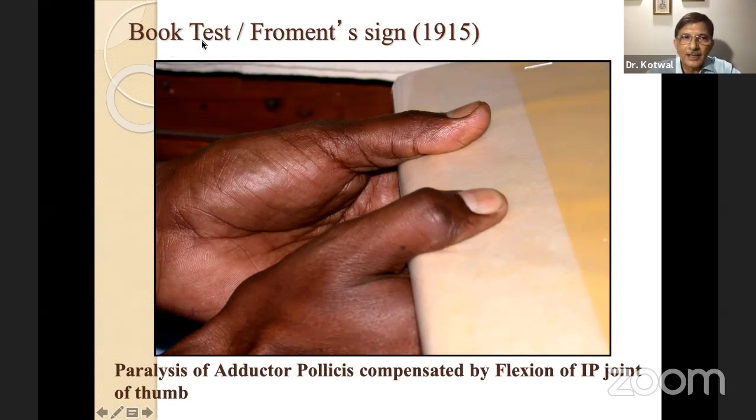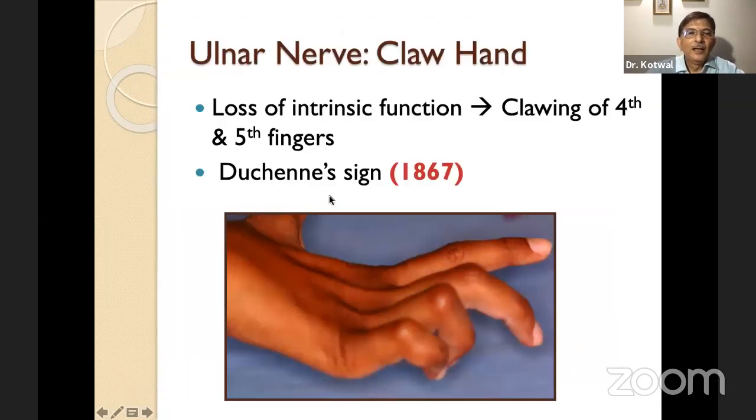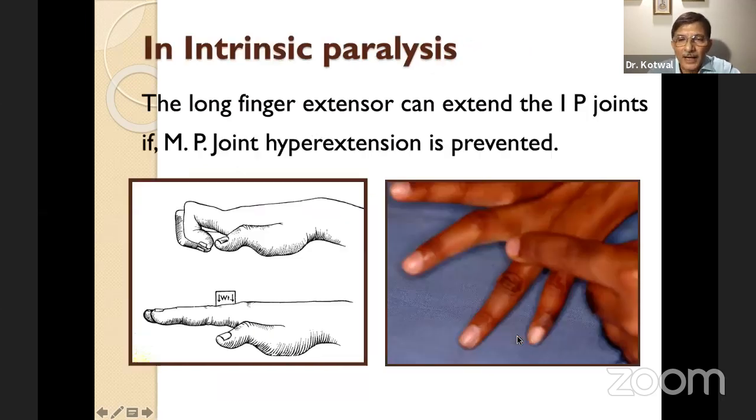This is called the book test, and this sign is called Froment sign. So there are two different things, don't confuse them. The test is called the book test, and the sign is called Froment sign. The classical spot diagnosis is the claw hand in cases of ulnar nerve injury. The loss of intrinsic function causes clawing of the fourth and fifth digits, and this is a very classical example of clawing of the hand.